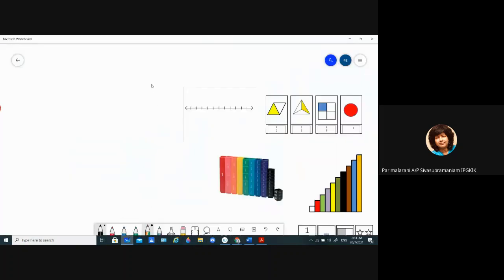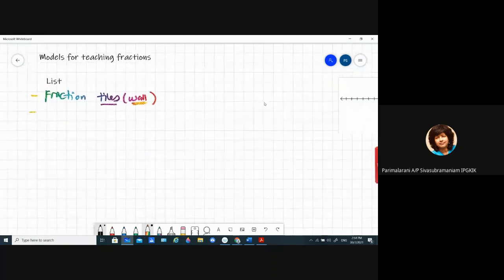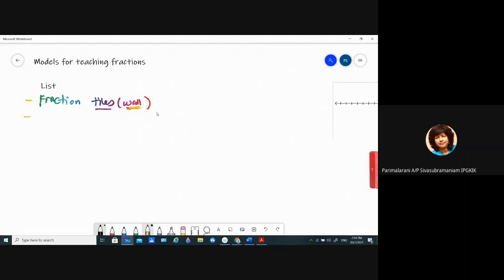Okay, so we're back to the whiteboard, right? Models for teaching fractions. Now, can you tell me what are the other things that we can use to teach fractions? Fraction tiles or fraction walls. What else? Fraction discs, yes. Fraction discs.